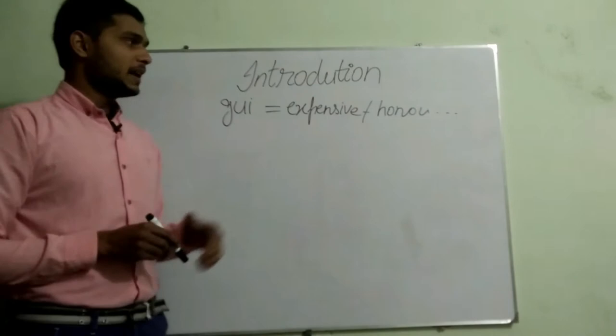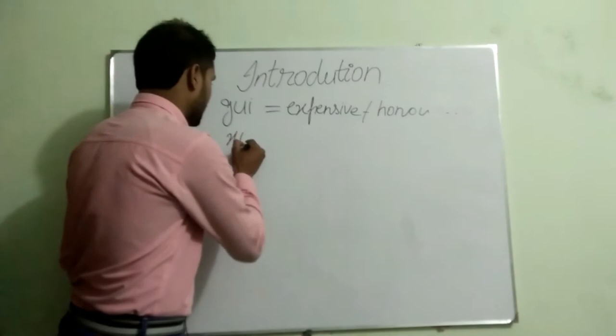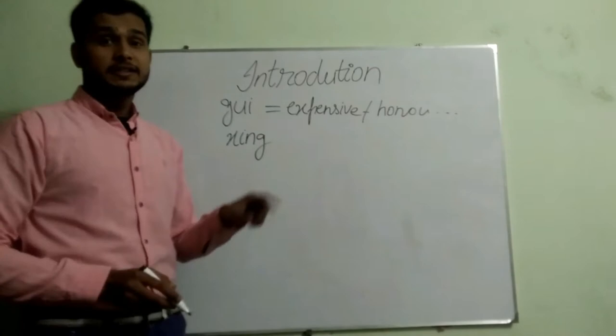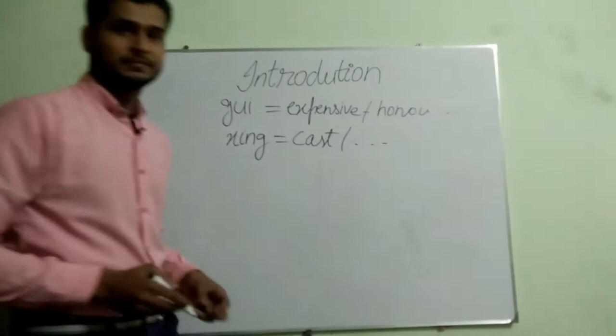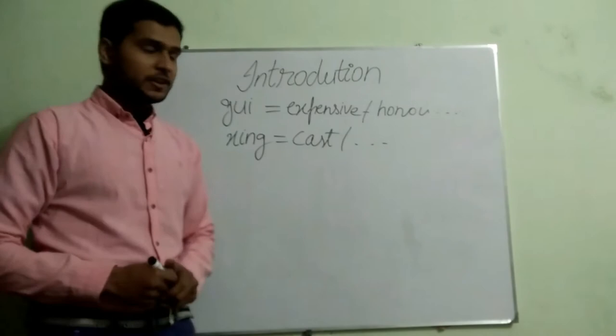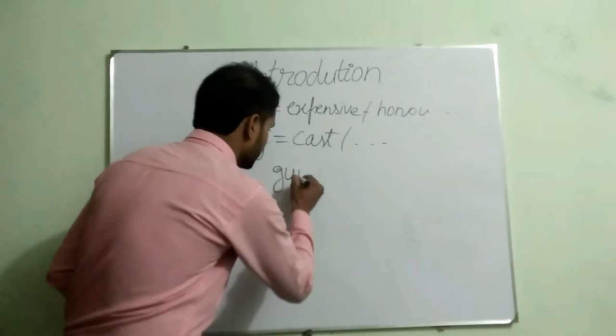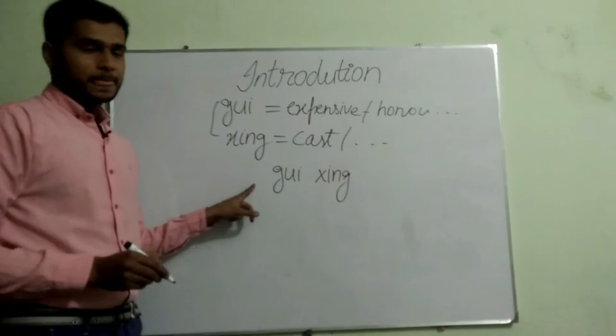And the next word is xing, X-I-N-G. In Chinese, X is pronounced as sh. Xing. Its meaning is caste or surname. Now, how to ask what is your caste? If I combine these, it becomes gui xing.